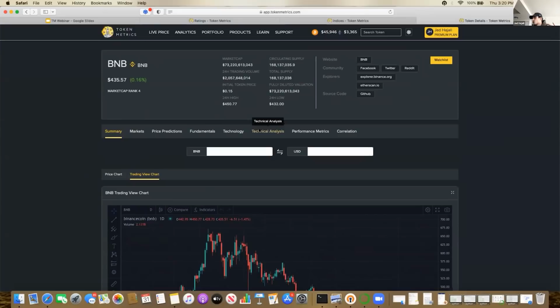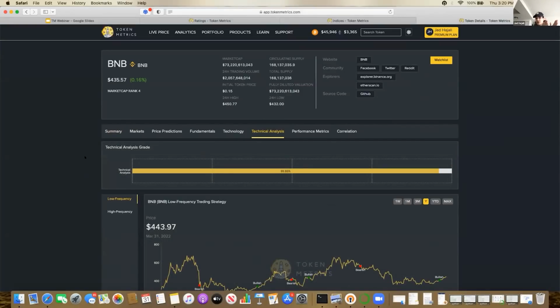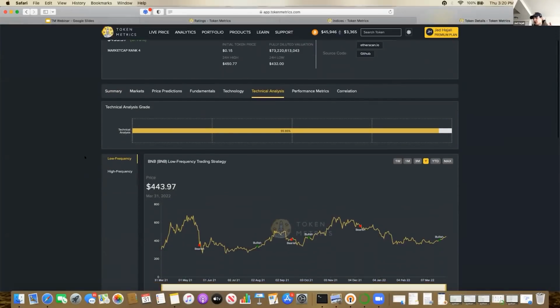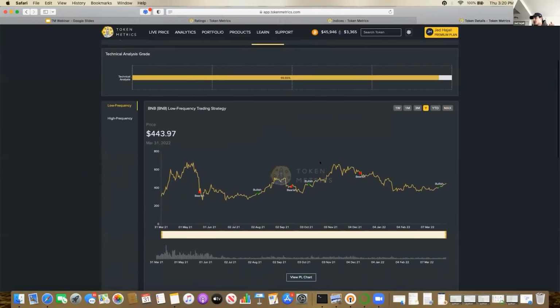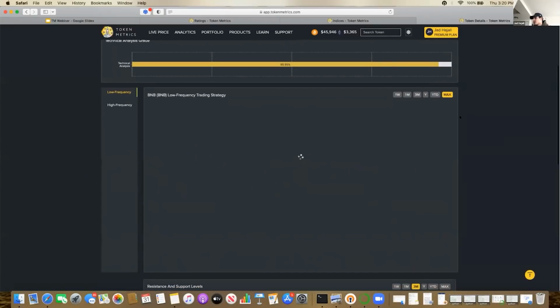We also show a technical analysis tab where we have built our own trend following signals, where you can just log into that coin and see exactly when our model is going bullish or bearish. This is Binance, for example.